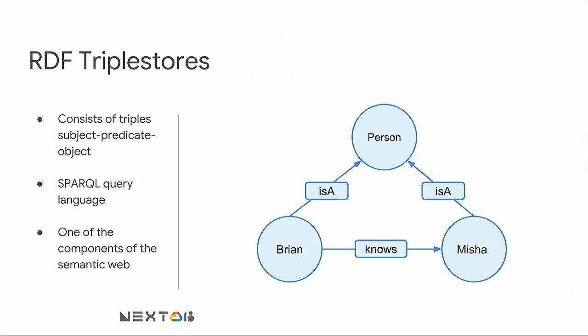When we talk about graph databases, one flavor is known as the RDF Triplestore, which stands for Resource Description Framework, coming out of research around the semantic web in the late 90s. It consists of a three-part tuple with a subject, predicate, and object. In this case, I've got Brian as a person, Misha as a person. Brian knows Misha. These are all examples of RDF triples. SPARQL is the query language, and this is not what JanusGraph is.